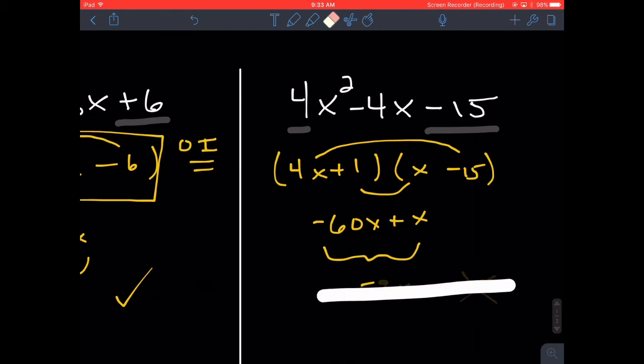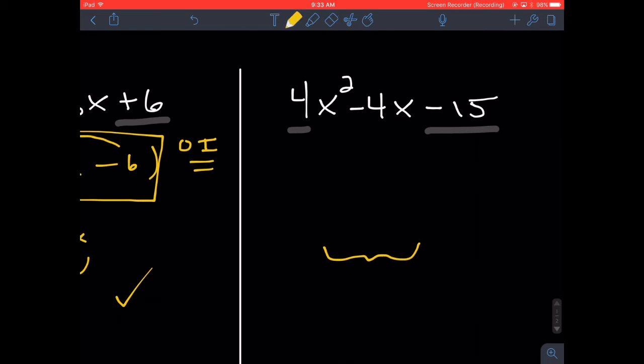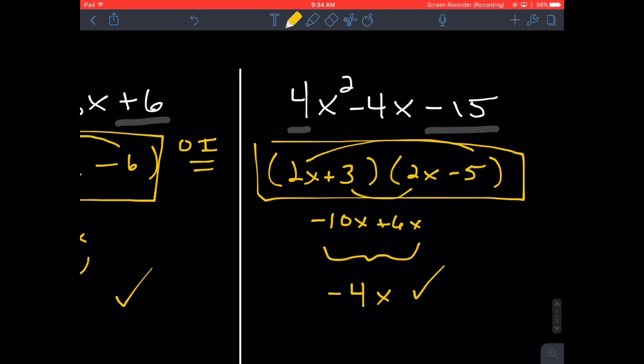So oh no, what are we supposed to do now, my compadres? Well, remember, we were looking for two numbers that multiply to 4. And there's certainly a lot more factors of 4 than just 4 and 1, so why don't we try 2x and 2x? We'll maintain our plus and our minus here, and we'll try the combination of 3 and 5 one more time. There we go. So doing our outer, we're going to get negative 10x. Doing our inner, we're going to get positive 6x, which, oh my, we're going to get what we were looking for, negative 4x. So our answer is 2x plus 3, 2x minus 5.